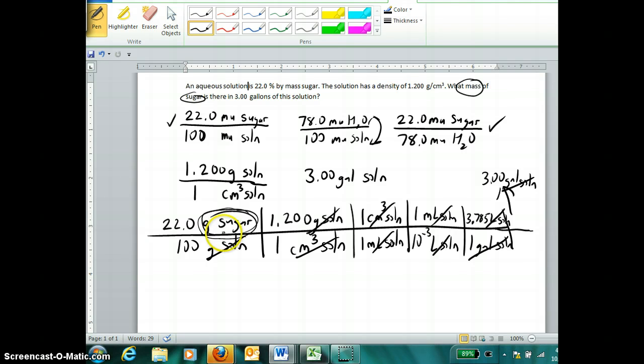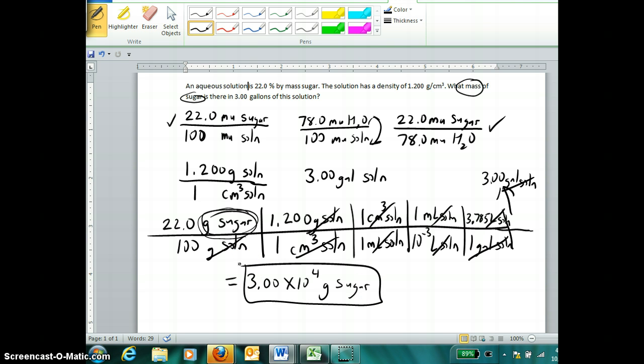And to get my final answer, I would simply divide 22 by 100, multiply by 1.2. I would then divide by 10 to the negative third, multiply by 3.785, multiply by 3 gallons. And with 3 measured digits and 4 measured digits, and this is not a precise conversion, so it has 4 measured digits, and my final measurement has 3 digits. I'd want 3 digits in the answer. And I round off 2.99772 times 10 to the 4th to 3.00 times 10 to the 4th, and my units, of course, are grams of sugar.